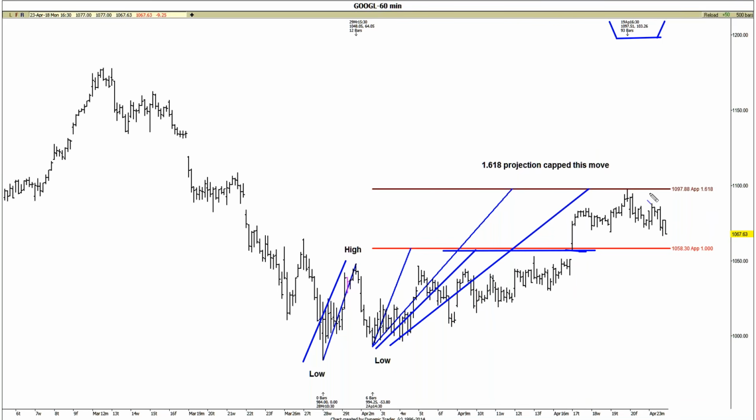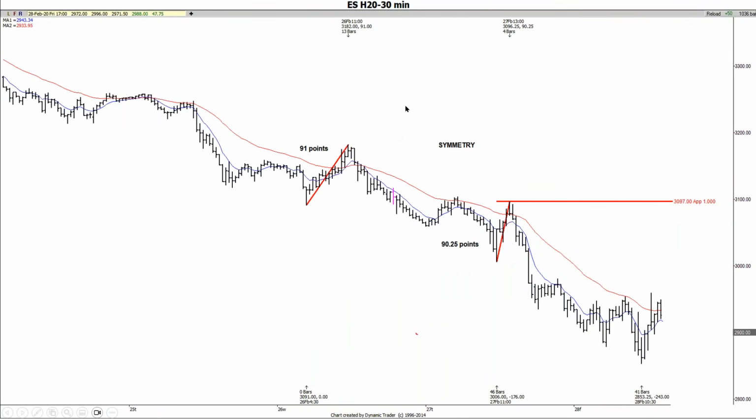1097.51 ended up being the actual high. Okay, so what, within 30 cents or so. So that's another example of a projection.